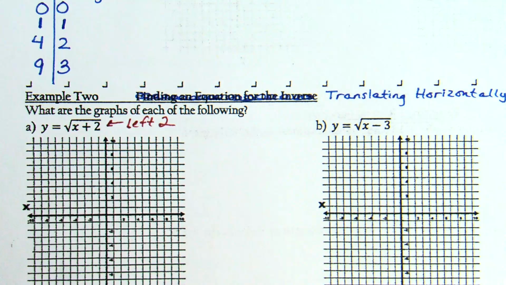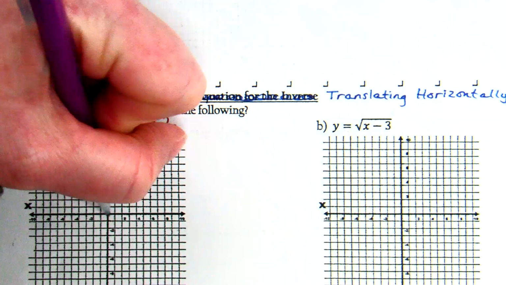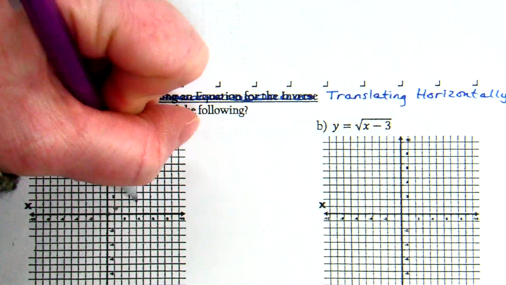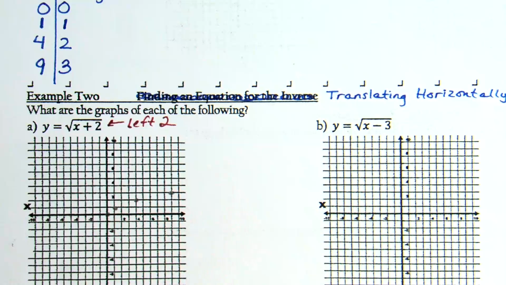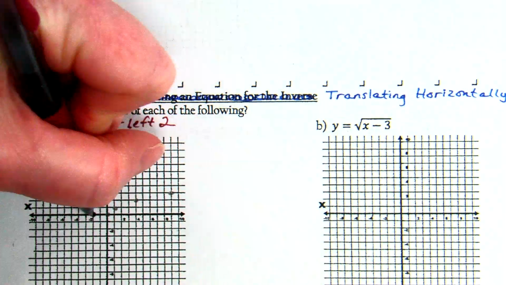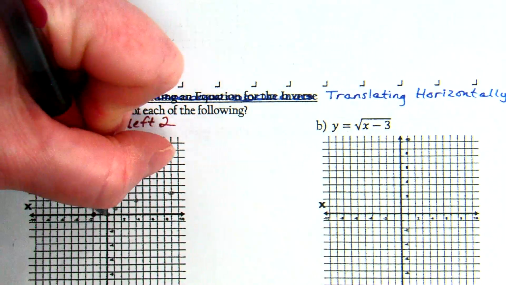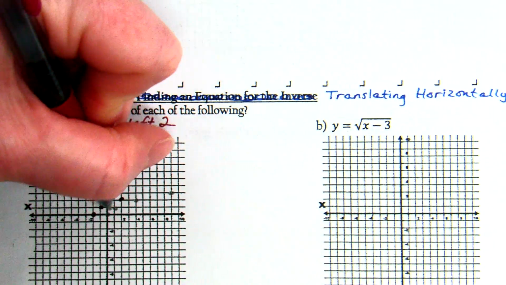Okay? If I start with my original dots of (0, 0), (1, 1), (4, 2), and (9, 3), I'm going to move each of these dots left 2. Or move your original dot left 2, and from there, go over 1 up 1, over 4 up 2, and over 9 up 3.